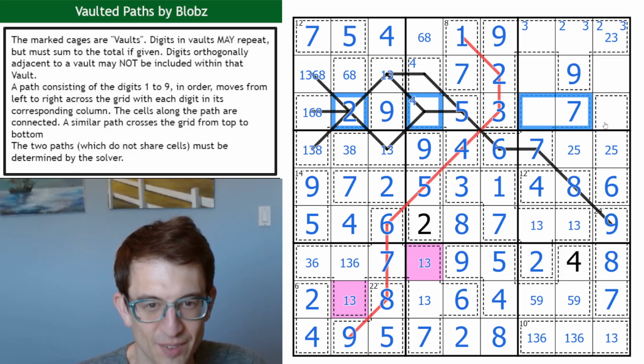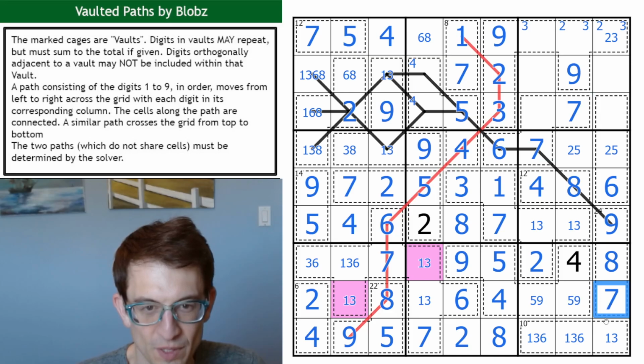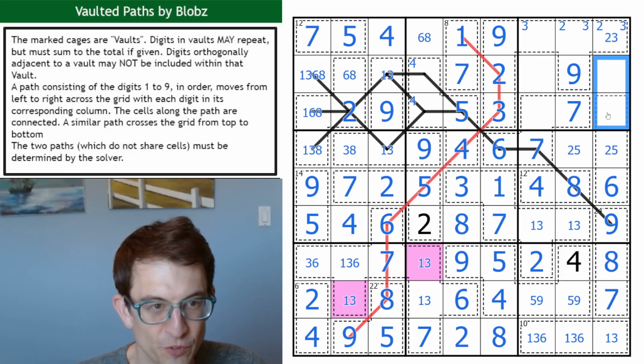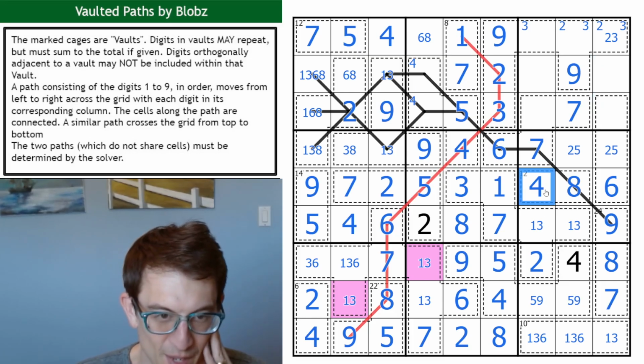What am I missing? What do I not see? 1, 2, 3, 4. There's a 4 in here somewhere, which is not helping me. Okay, let's go back to this. I missed a couple of vaults before, so let's look at vaults again.